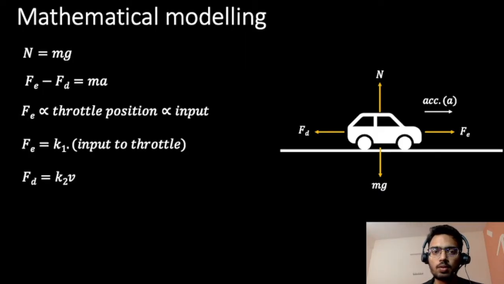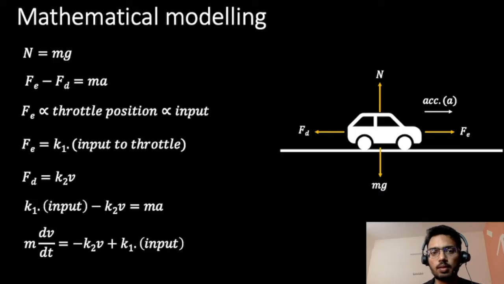The aerodynamic drag force, as we discussed previously, we have assumed is proportional to the velocity of the vehicle v, and therefore Fd equals K2 times v, where K2 is a constant. Now replacing all these in the second equation, we see that K1 times the input minus K2 times the velocity of the vehicle equals ma. Now we know that acceleration is dv by dt, and therefore m dv by dt is equal to minus K2 times the velocity plus K1 times the input to the throttle.